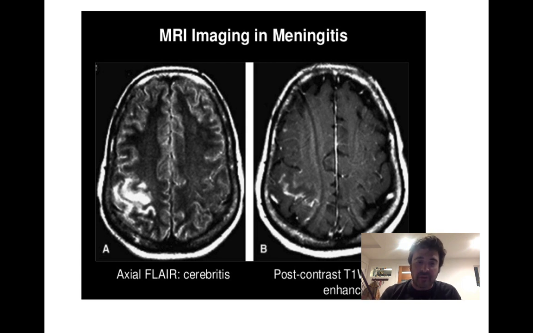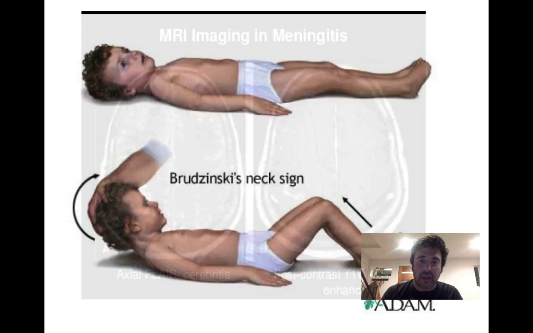Now, when you look at this MRI image of meningitis, you can actually see that kind of compression of the brain and spinal cord in the actual meningeal space, and putting pressure on the brain is not a good thing.